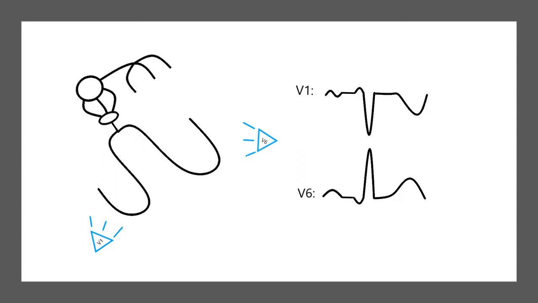V1 should be negative, typically with a T wave that's also down with it. And V6 should be a mirror image of that because it's looking from an opposing viewpoint. And so it should have a tall upright R wave and an upright T wave. Any of the leads in between should basically be showing the transition from negative to positive. So you should see an R wave grow as you progress through the V leads.